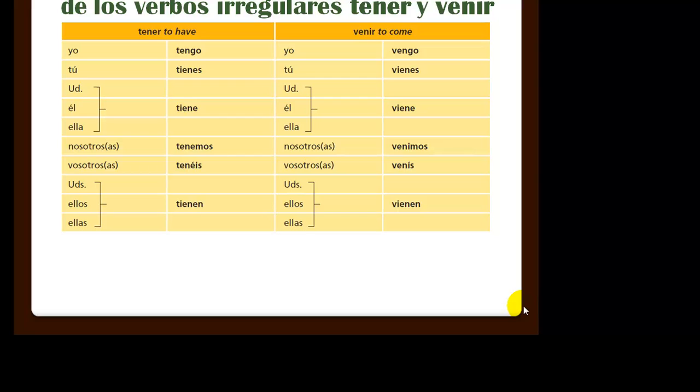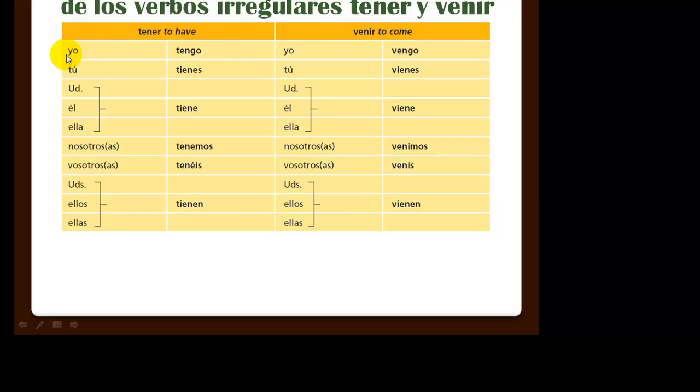So we're going to learn a couple of irregular verbs together. They don't really go together necessarily, but they do the same thing, essentially. So they are often taught together. And those two verbs are tener, which is to have, and then venir, which is the verb to come.